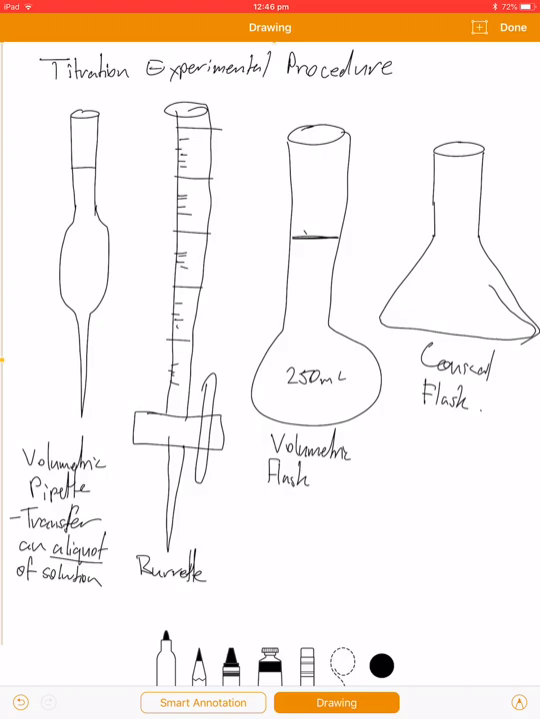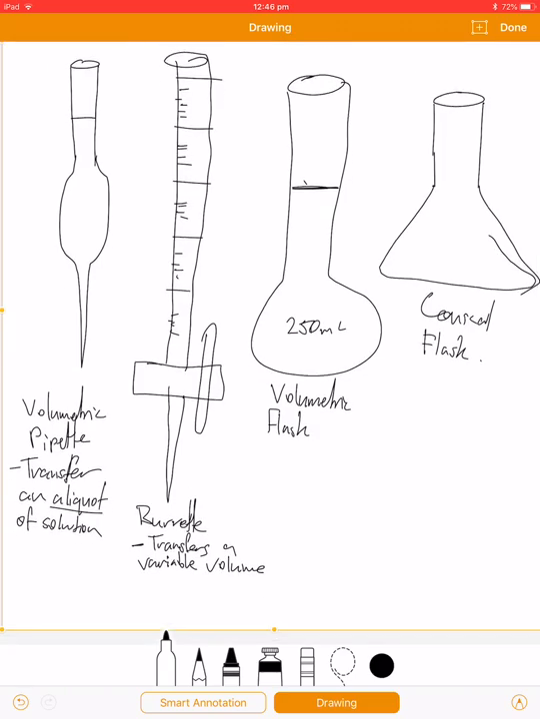What does a burette do? A burette, so maybe just pause here and just think about what each of these do, come up with an answer, and then resume. So assuming you've done that just now and we've resumed, a burette transfers a variable volume of solution. And that makes sense, doesn't it? Because we use our tap here to determine how much volume goes into the conical flask at the bottom. So it's a variable volume.